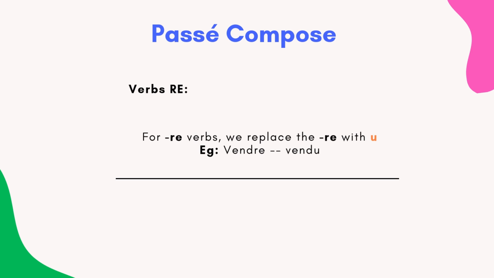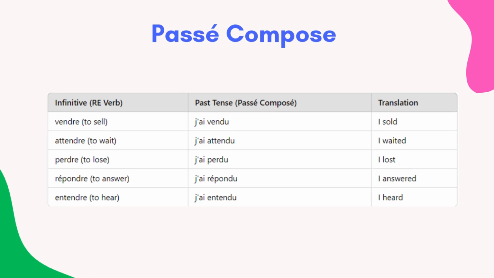Next, we have the third group of verbs, which are the RE verbs. We cut RE and replace it with U. This is simple, right? So let us see one example over here. Vendre. Vendre is to sell. And in passé composé, we have vendu, which is sold.